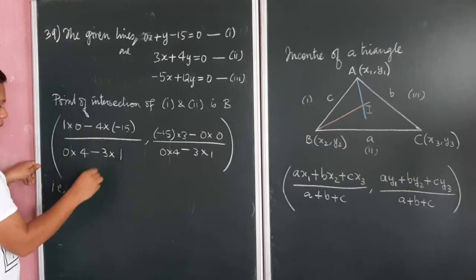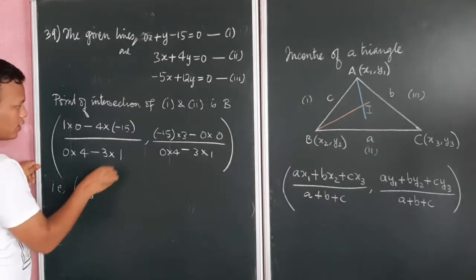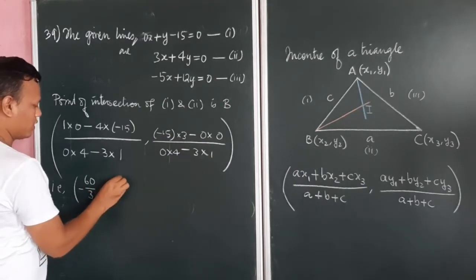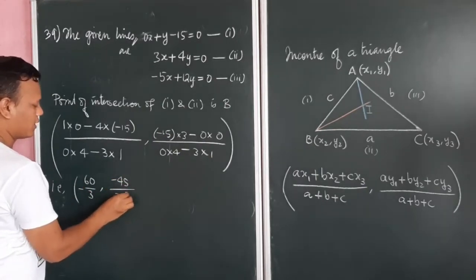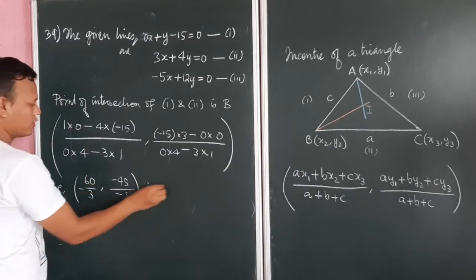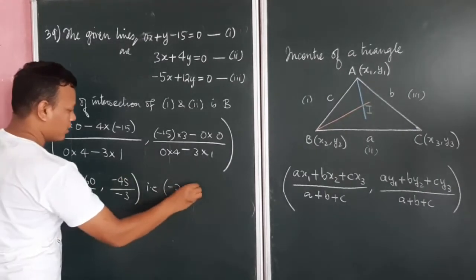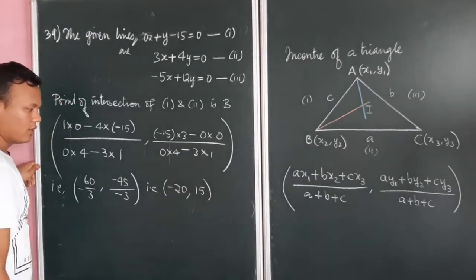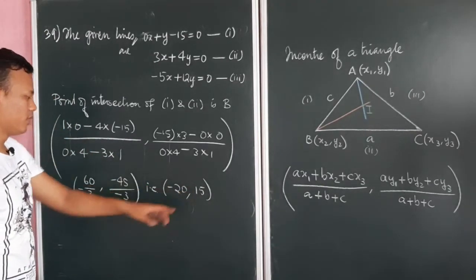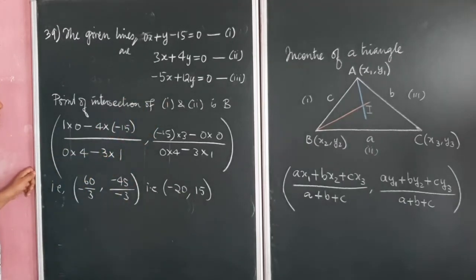So 60 divided by minus 3 is this much, comma, so this is 0, so this is minus 45 and this is minus 3. So how much is this? These two get cancelled, so this is minus 20, comma, and minus and minus get cancelled. So that's why the coordinate of B turns out to be minus 20, comma 15. So you may pause the video to note down this much, and please note down the formula as well.